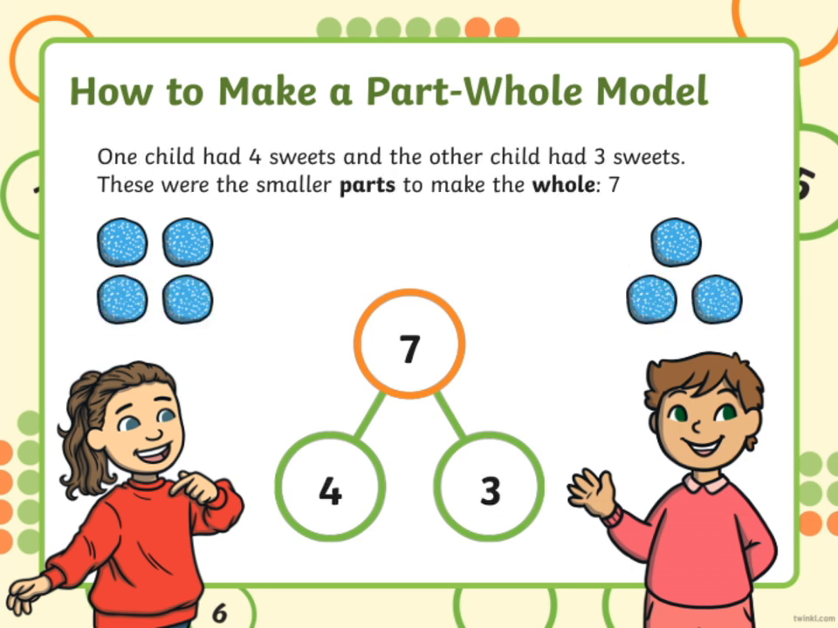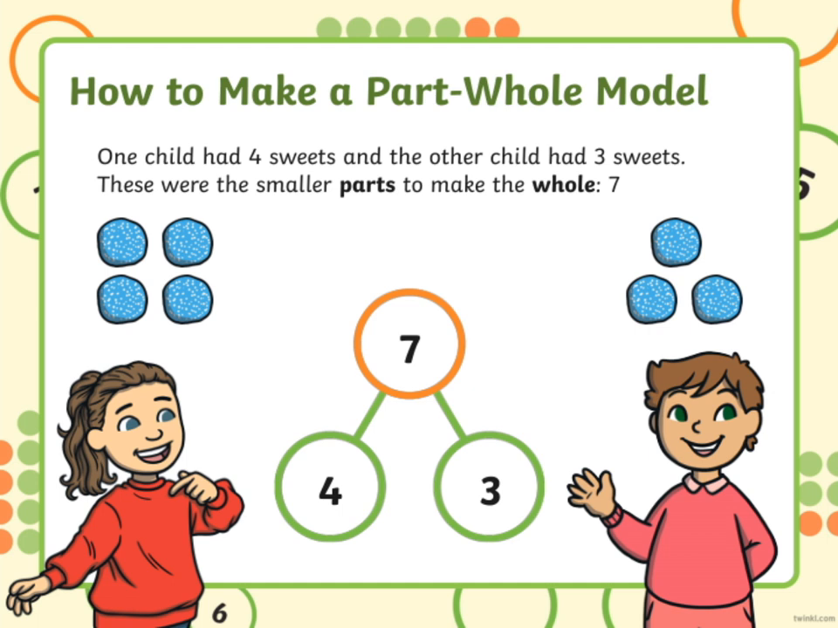So, in this slide, we see that one child had 4 sweets, and the other child had 3 sweets. These numbers represent smaller parts that together make up the whole. The total number of sweets is 7, which is the sum of these 2 parts. This is a great example of how we can break down a whole into smaller, more manageable parts. When we build a part-whole model, we're essentially showing how individual pieces combine to form a complete set. The key point here is understanding the relationship between the parts and the whole.